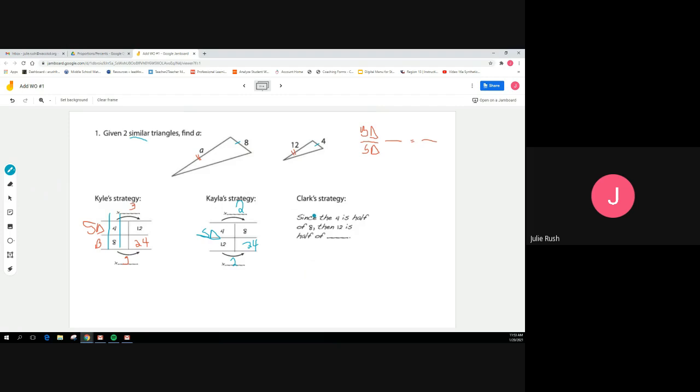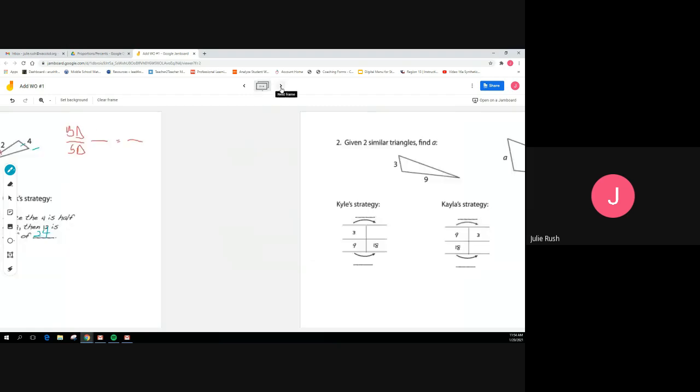And then Clark said, well, since the 4 is half of the 8, then 12 is half of A, so A has to be 24. So he was just looking at the pattern on the figure itself. Usually your teacher's going to have you write the proportions, but Clark could see them. And so it just really depends on how good you are at visualizing the shapes.